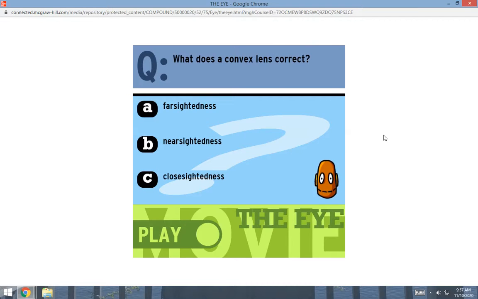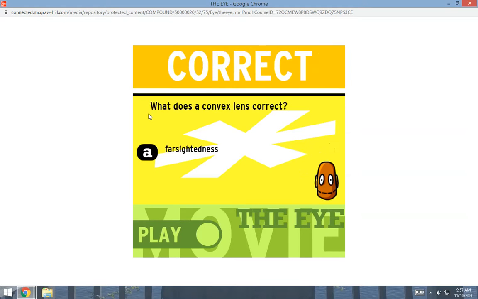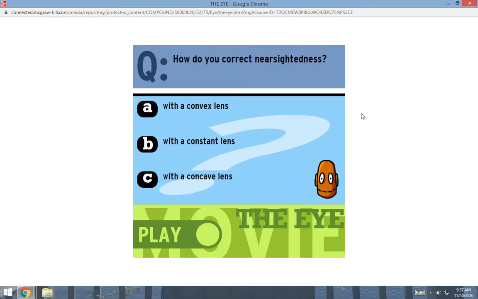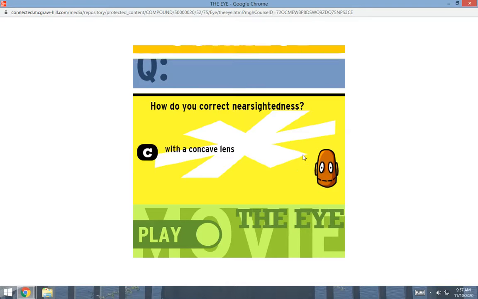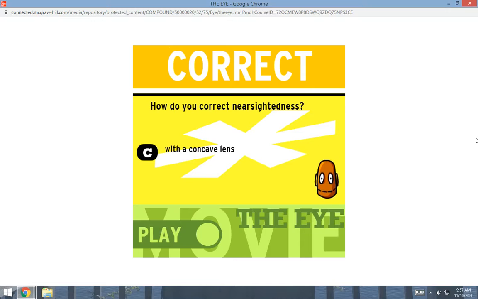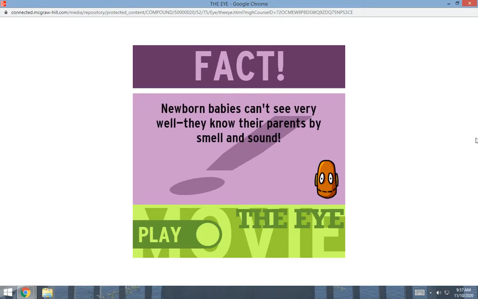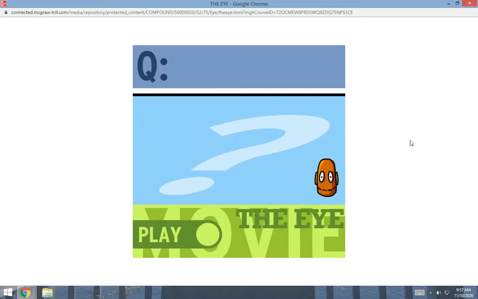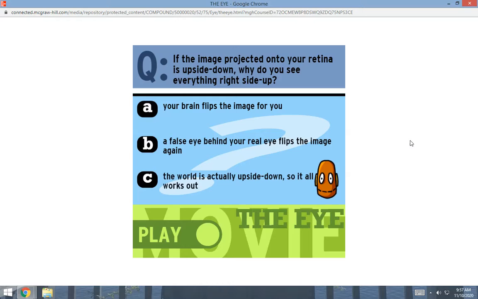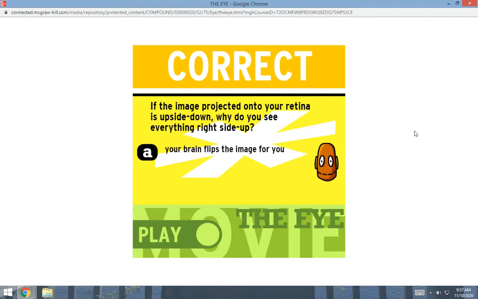What does a convex lens correct? That is looking at our farsightedness. How do you correct nearsightedness? The opposite, with a concave lens. Newborn babies can't see very well. They know their parents by smell and sound. A couple more here. The image projected onto your retina is upside down. Why do we see everything right side up? Because your brain flips it for you.